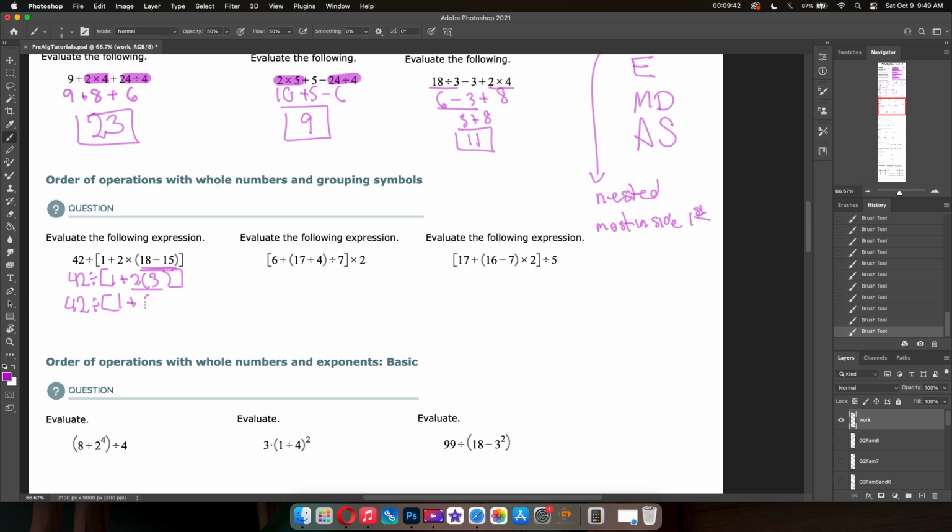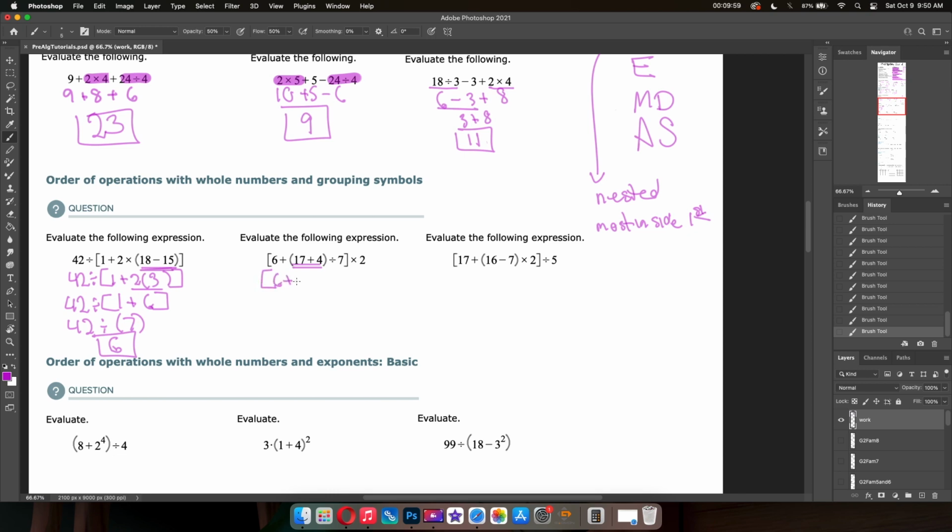1 plus 2 times 3 is 6. And now what is, in fact, 1 plus 6? That's going to be 7. And what's 42 divided by 7? 6. Next, there's my innermost parentheses. So those are the ones I'm going to start with.